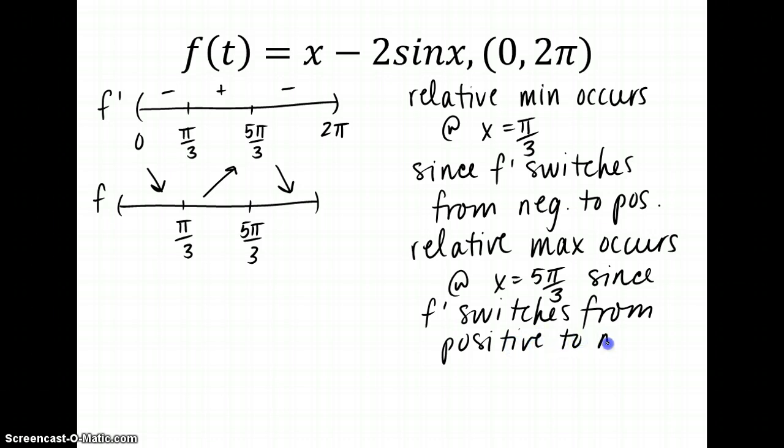It's tedious, but you do have to justify. On the AP test, you can use a number line to organize your answer, but you have to actually use words to justify it. So where does a relative min occur? We plug pi over 3 back into the function.